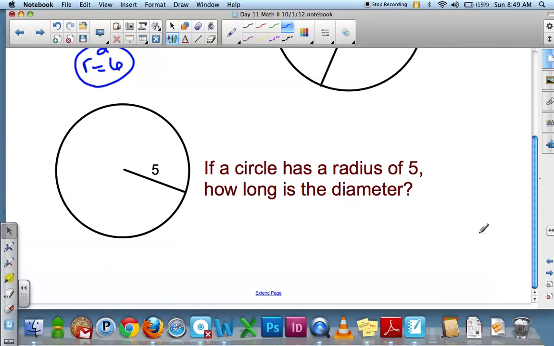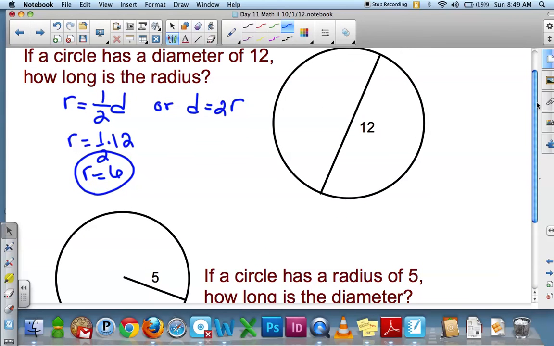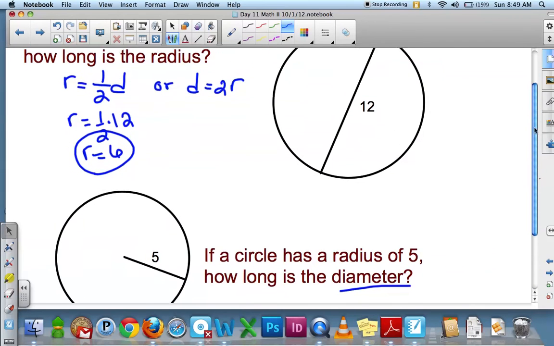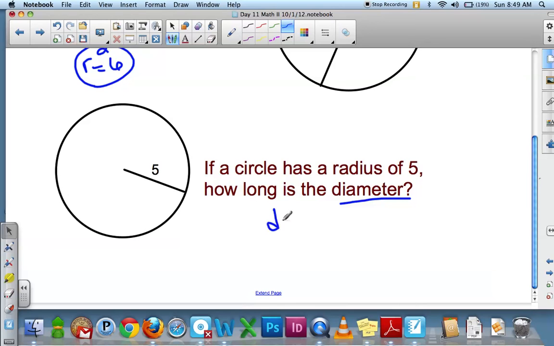Okay, so if a circle has a radius of 5, how long is the diameter? Well, up here we just said, and I gave you that hint of D equals 2 times R. So if I plug in the 5 for R, you're going to end up getting your diameter, which is 10.